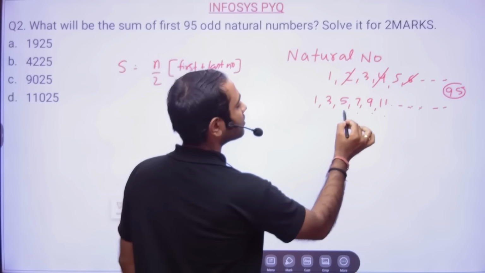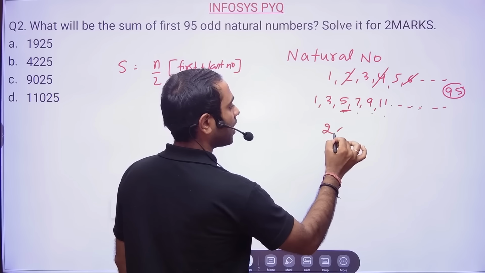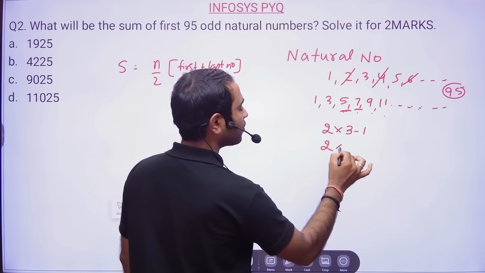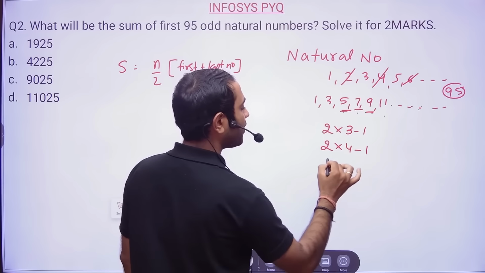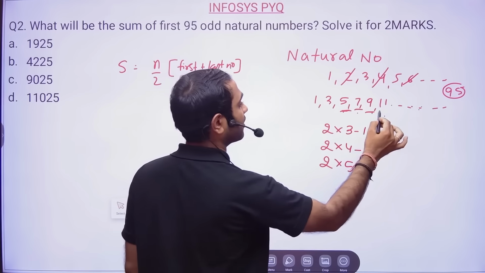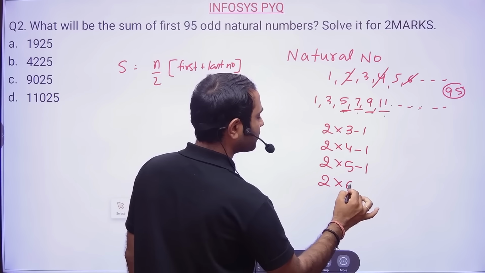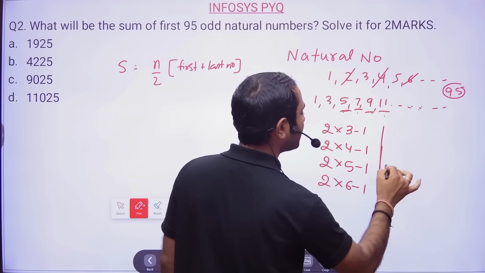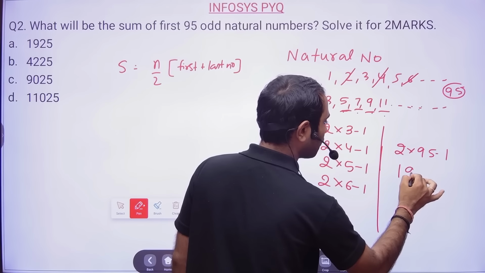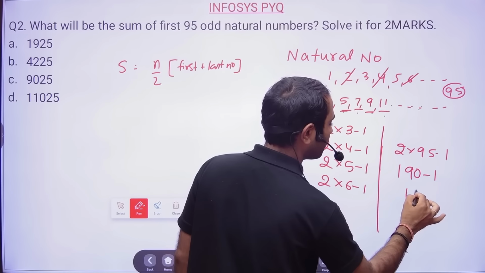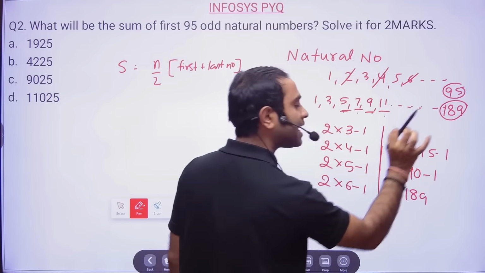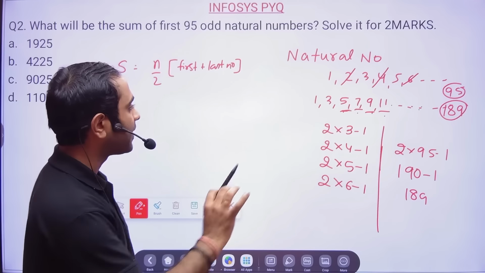Now see, the third term is 5, so I can write 2 into 3 minus 1. The fourth term is 7, so 2 into 4 minus 1. The fifth term is 9, 2 into 5 minus 1. We are just trying to analyze the pattern. Sixth term, 2 into 6 minus 1. So what will be the 95th term? 2 into 95 minus 1, which is nothing but 190 minus 1. It is 189. So we got the last term. That means the 95th odd natural number is 189.